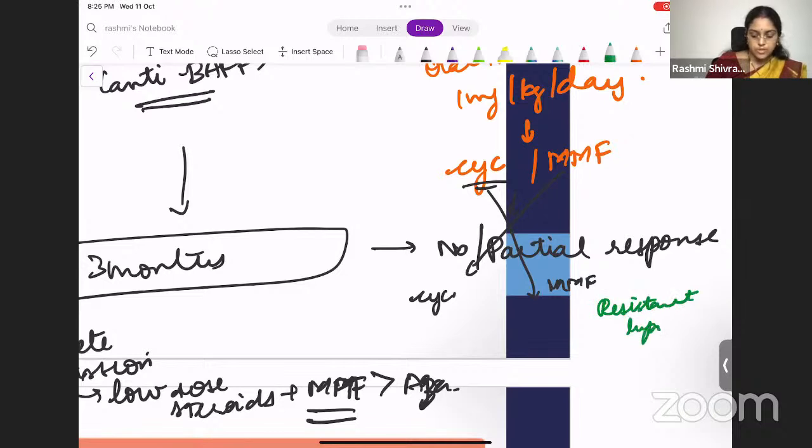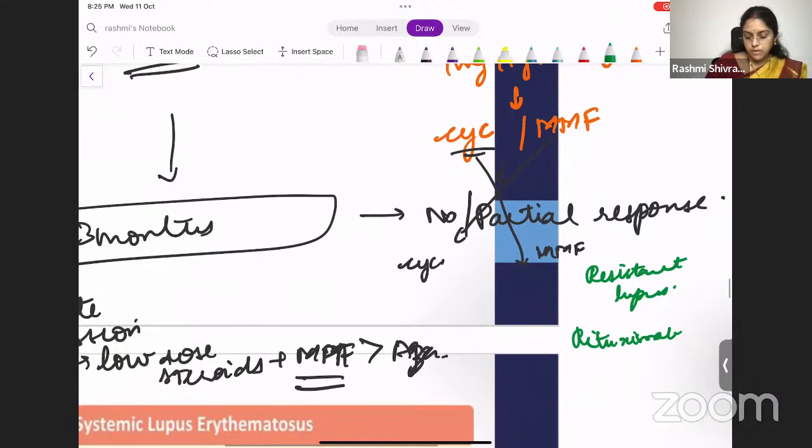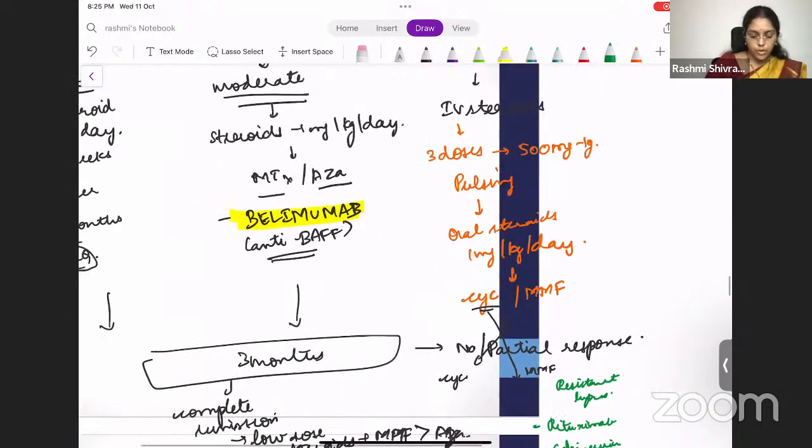For resistant lupus, what should you do? You can give rituximab, or you can also give calcineurin inhibitors. What are the calcineurin inhibitors? Tacrolimus and cyclosporin. You can give rituximab or calcineurin inhibitors. I want you to remember this.